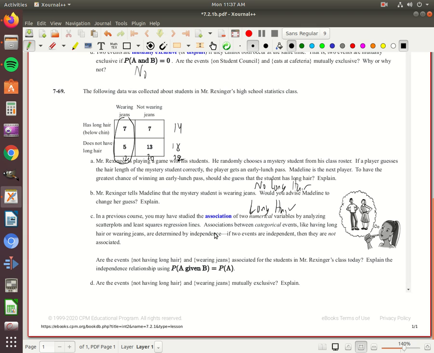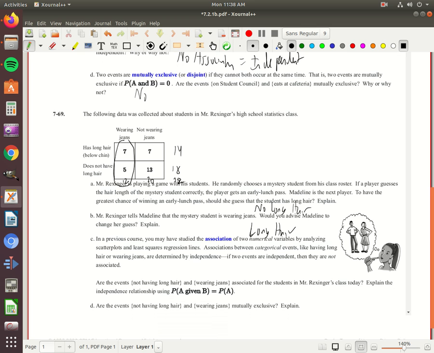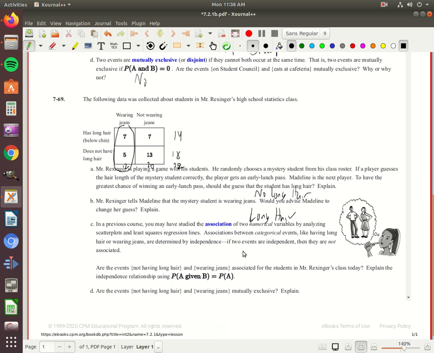It says in a previous course, you may have studied the association of two numerical variables by analyzing scatter plots and least squared regression lines. So we did that in integrated 1. Associations between categorized events, like having long hair and wearing jeans, are determined by independence. If two events are independent, then they are not associated. So we already kind of talked about that up here, right? If two events are independent, then they're not associated, which means if two events are dependent, then they are associated.